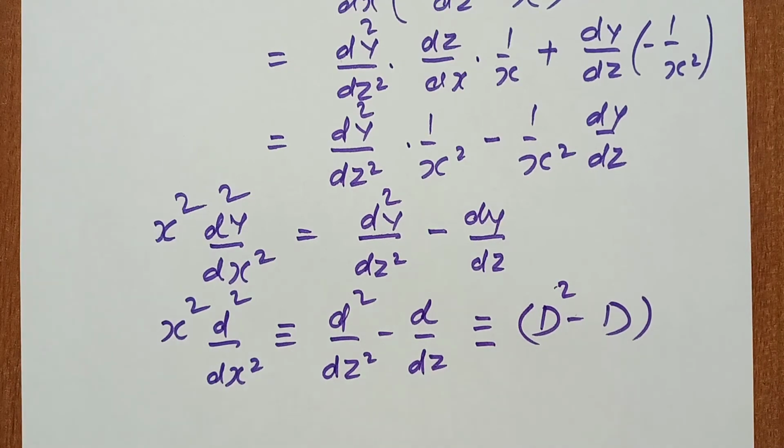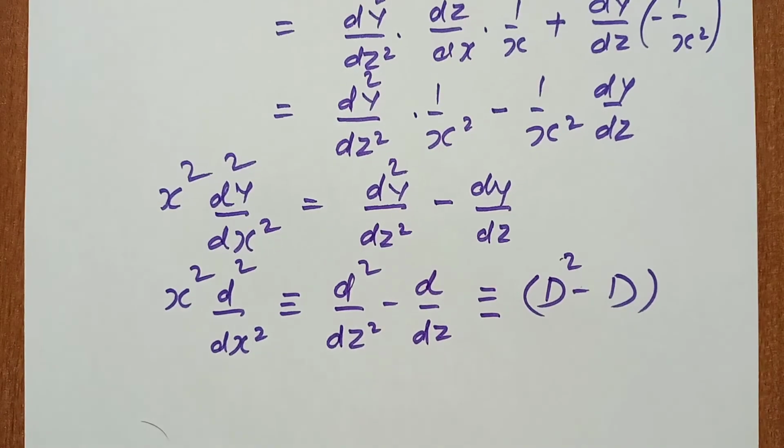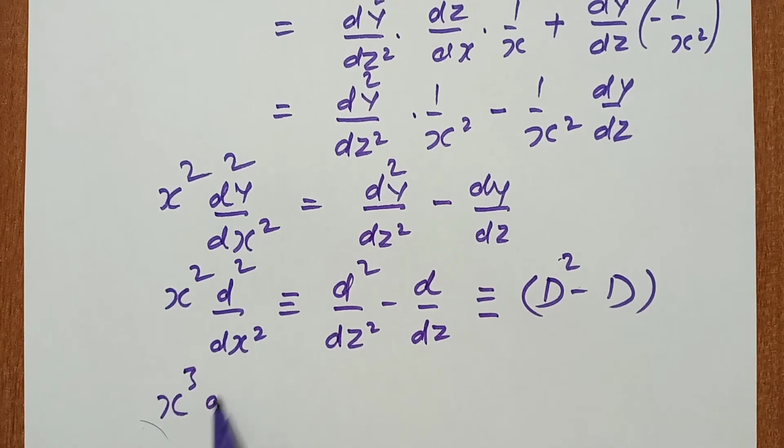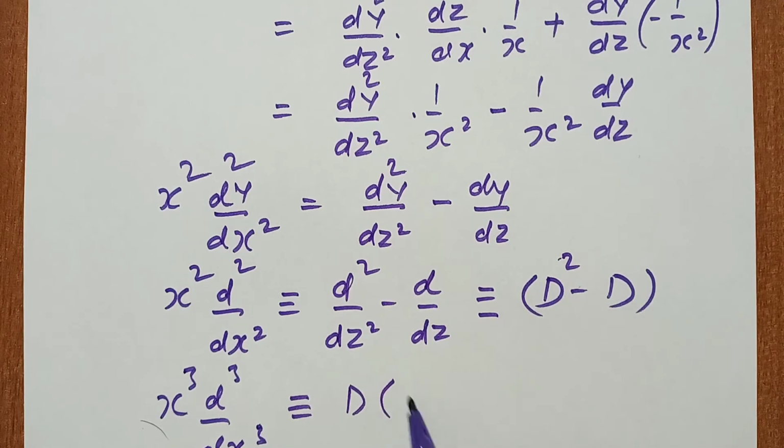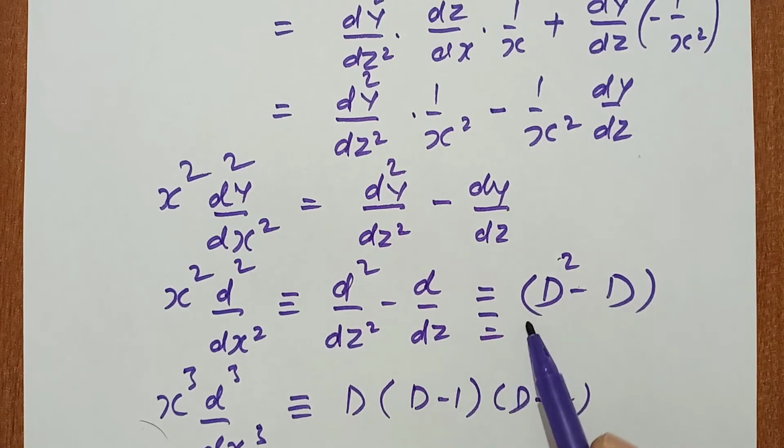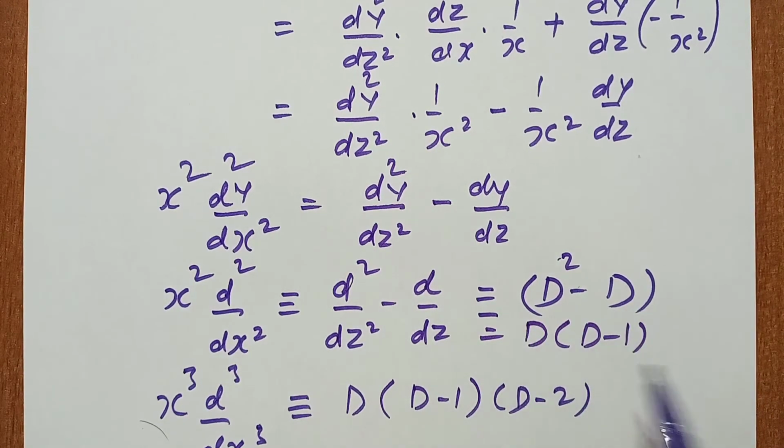In similar fashion we shall obtain for x^3 d^3y/dx^3. This is very easy. It means D(D-1)(D-2), because this can be written as D(D-1).